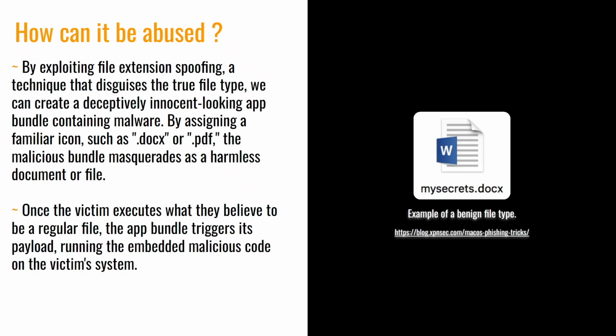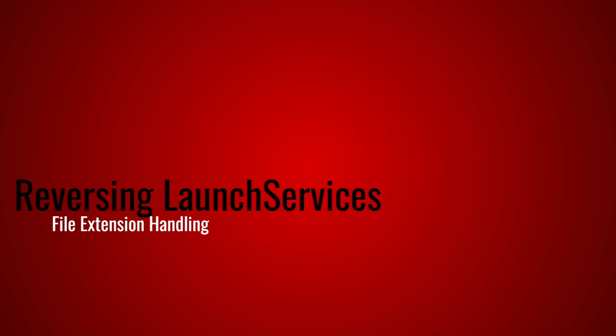By exploiting file extension spoofing, a technique that disguises the true file type, we can create a deceptively innocent-looking app bundle containing malware. By assigning a familiar icon such as .docx or .pdf, the malicious bundle masquerades as a harmless document or file. Once the victim executes what they believe to be a regular file, the app bundle triggers its payload, running the embedded malicious code on the victim's system. Seen previously, Apple had patched this vulnerability, but luckily, XPNSec discovered a bypass for this vulnerability patch.